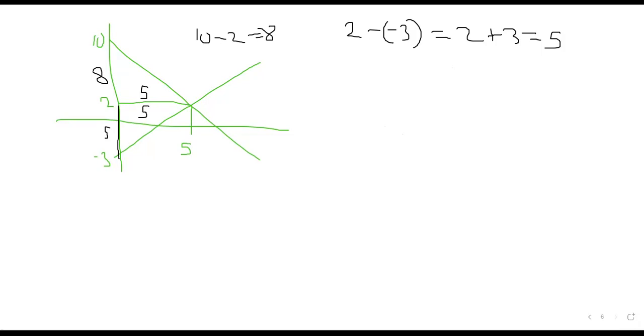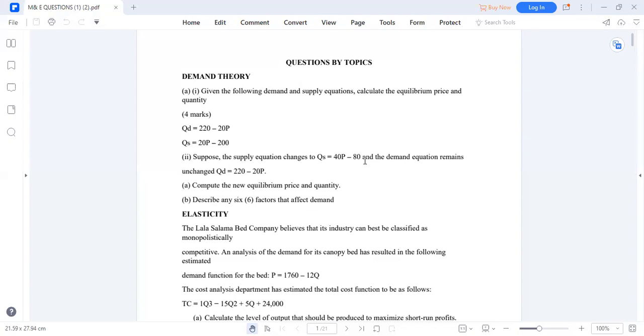All right. So the second part of the question was asking for us to calculate our new equilibrium given the new parameters. We're told to suppose we have a new supply, which is 40p minus 80, against the original demand 220 minus 20p. Calculate the new equilibrium.